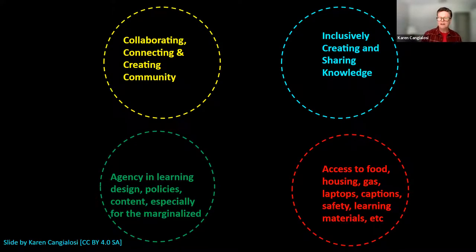And that the idea of access is not just to free textbooks or stuff, but the ways in which we need to think about accessibility broadly: access to food and housing and gas and laptops and captions and safety, along with learning materials, et cetera, because there are so many other kinds of things. And I know that it may be hard to feel like it's your responsibility as an instructor to provide all that, and it's not anyone's sole responsibility. But when we collectively think about this as part of the job that we have as educators, how do I work with my own educational community to think about these things?